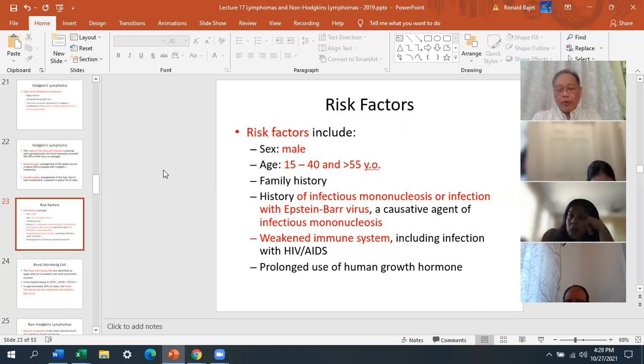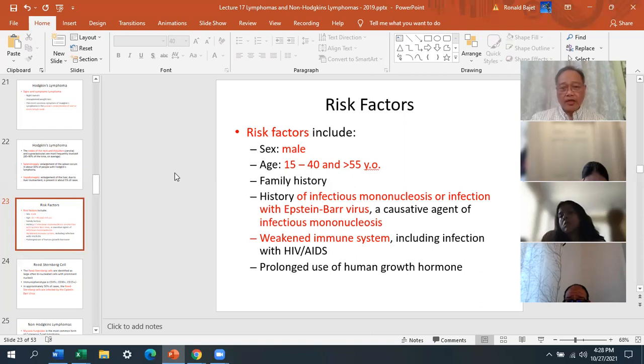Another risk factor for Hodgkin's lymphoma is a weakened immune system. It's common in patients who've been infected with HIV/AIDS, because those patients are immunosuppressed. They have a weak immune system, so they're susceptible to infection. So that's another risk factor for Hodgkin's lymphoma. And then prolonged use of human growth hormone, which is up and coming, is becoming a risk factor.